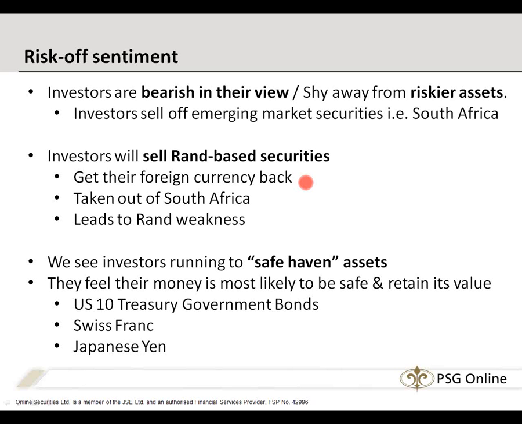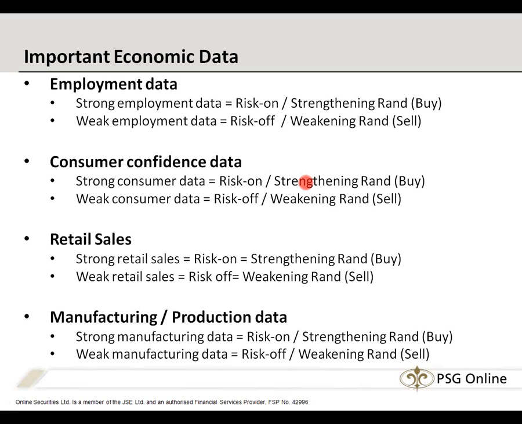So if I want to get out of my JSE shares, I'm American, I want to convert my shares back into dollars, I have to sell the shares, and obviously convert from my rands back into dollars, and that leads to rand weakness. So I'm just trying to get you to understand the chain of events. What happens? What are the implications? What's the effect? There's a cause and effect in every situation. So that's risk on, risk off.